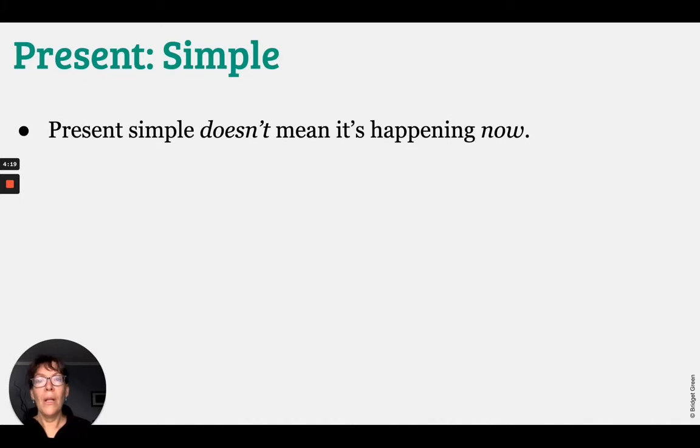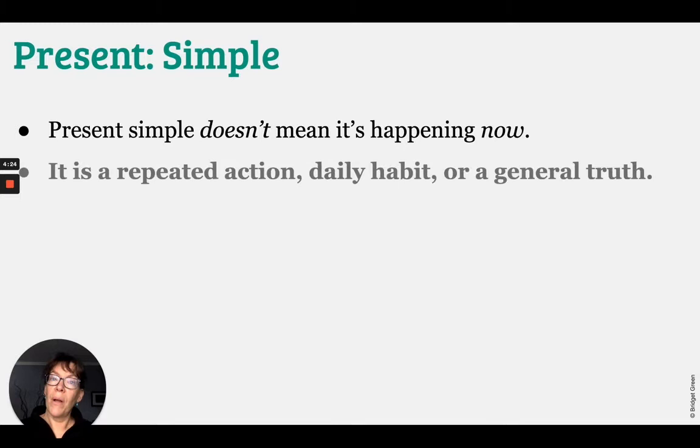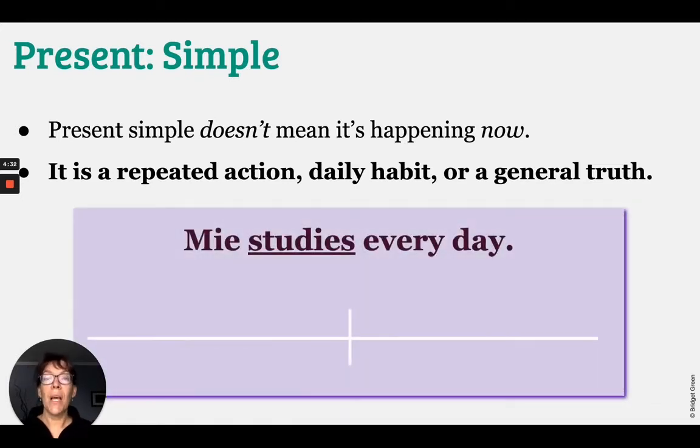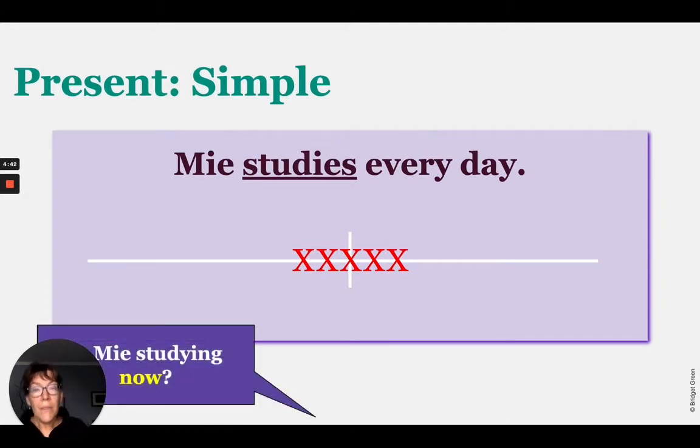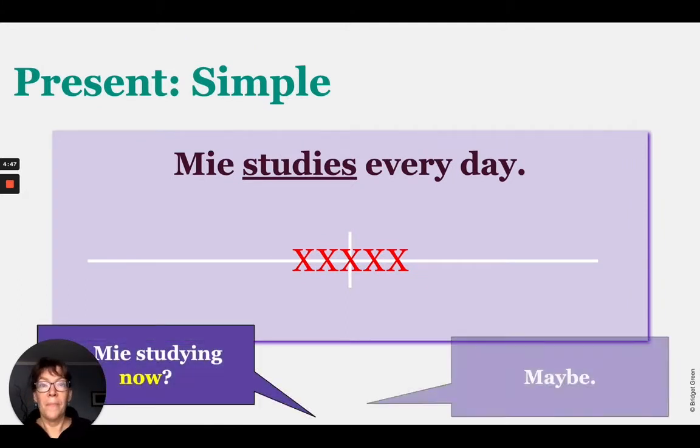Right, the present simple. Present simple does not mean it's happening now, even though we say the present. What it means is that it's a repeated daily habit or a general truth. Okay, Mie studies every day. So it doesn't mean studying just now, but studies every day. Okay, repeated action. Right. Is Mie studying now? Well, maybe Mie is studying now, or maybe she's taking a bath.